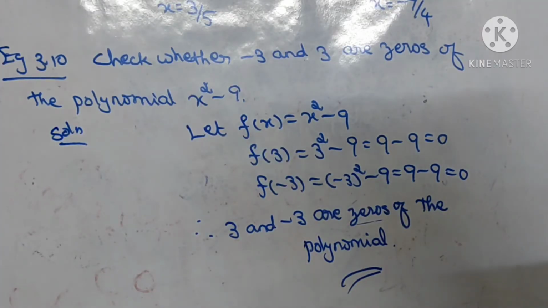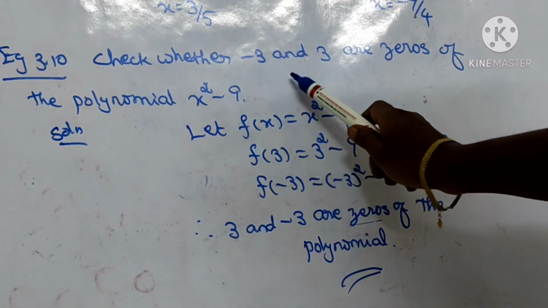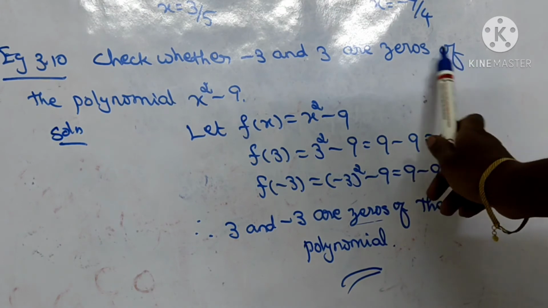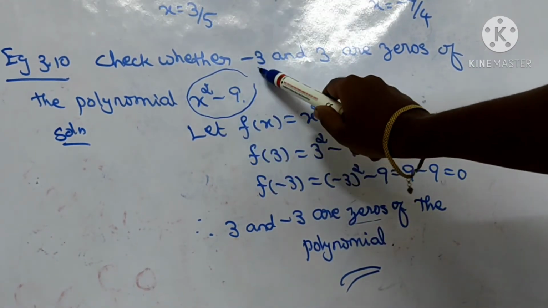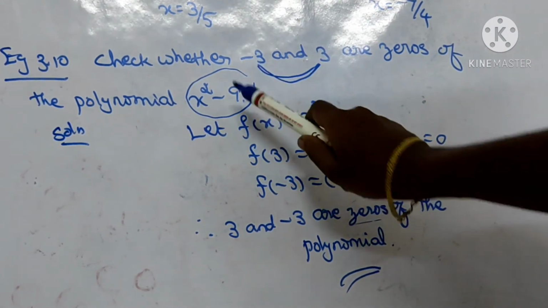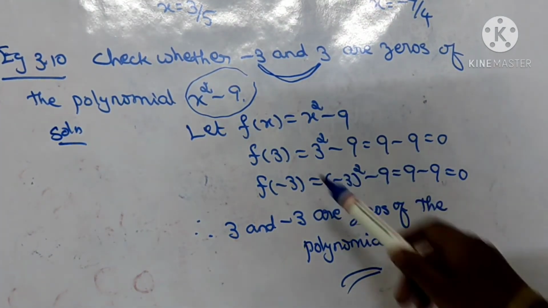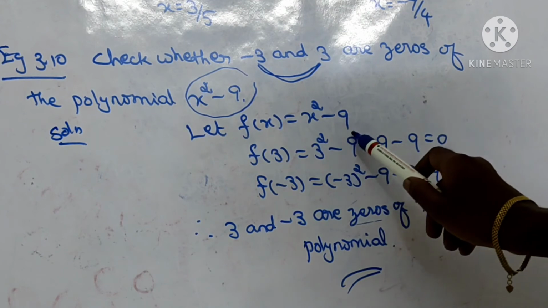And the last question, example 3.10. Check whether minus 3 and 3 are zeros of the polynomial x square minus 9. Check whether these two numbers are the zeros of the polynomial or not. Okay, now f of x equal to x square minus 9.